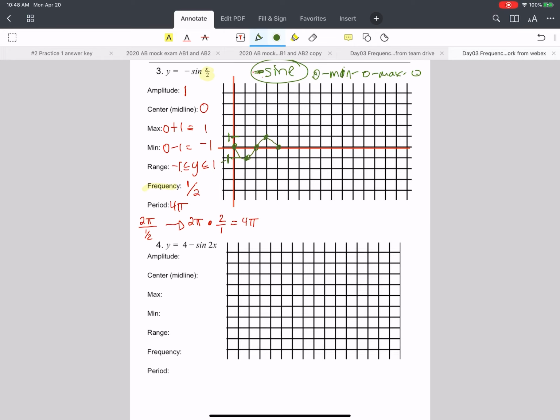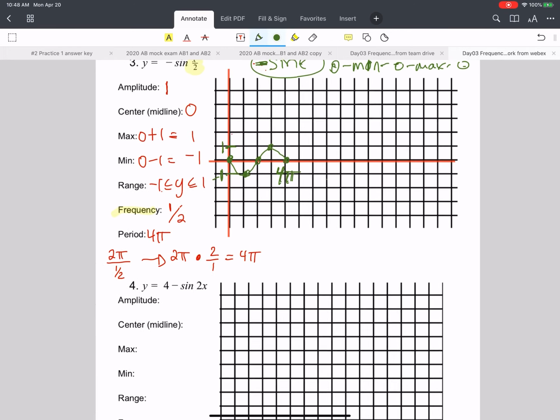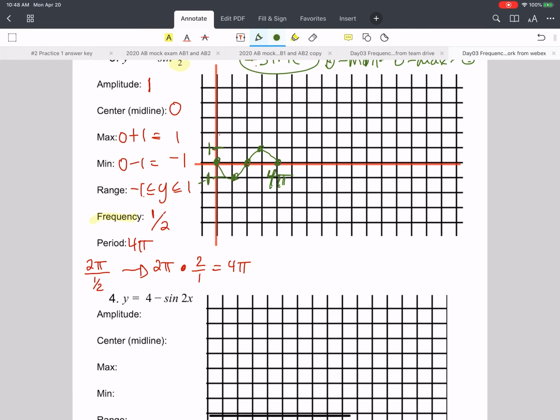Okay? And this time I mark this, don't you do 2 pi, you write 4 pi. 4 pi. And that's it, you're done. And that's a 4 pi. And now just notice, please, what the frequency is. The frequency is a half.